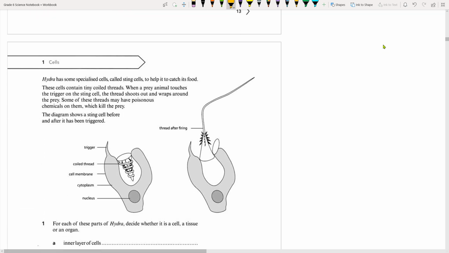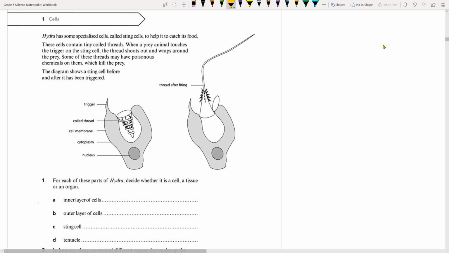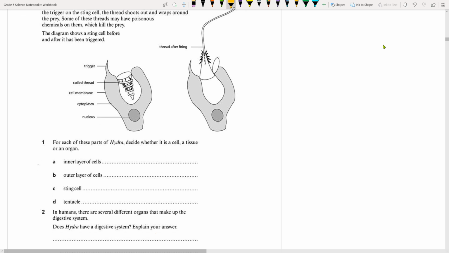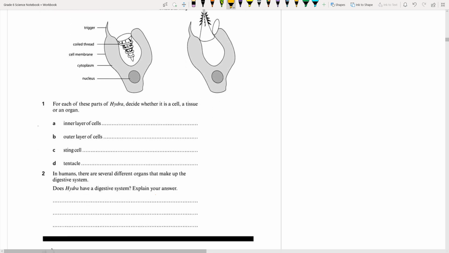All right. Now for the question, Hydra has some specialized cells called sting cells to help it catch food. These cells contain tiny coiled threads. When the prey animal touches the trigger on the cell, the thread shoots out and wraps around the prey, and then these threads may have poisonous chemicals on them which kill the prey. And then the tentacle is going to move it into the mouth and to the cavity into the digestion process, right? Okay, the diagram shows the sting cell before and after it has triggered. Okay, now the first question.